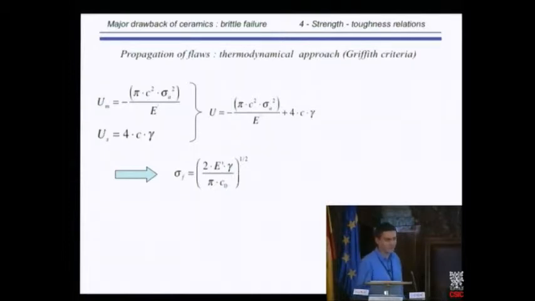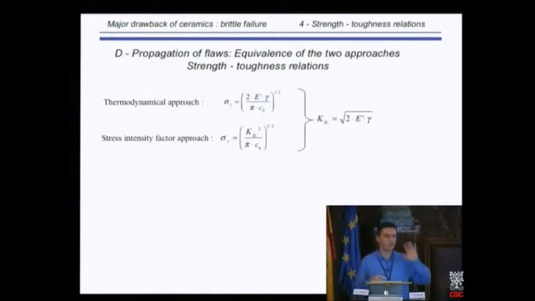The formula was already presented by Gilbert. The strength, so the stress necessary for the crack propagation, is inversely proportional to the crack size. And so we have a good agreement between the thermodynamic approach and the stress intensity factor approach. Because we have seen with the local approach that the strength is inversely proportional to the crack size to the power 1/2. And we have the same for the thermodynamic approach. And we can say also that the toughness is related to the Young's modulus and the surface energy. So the resistance is directly linked to the surface energy.